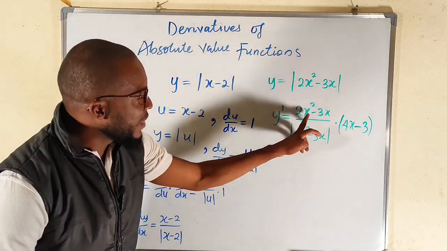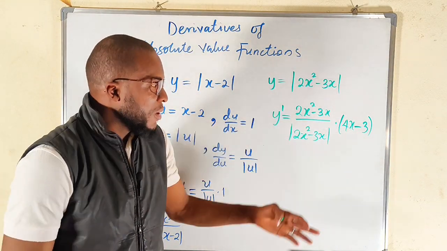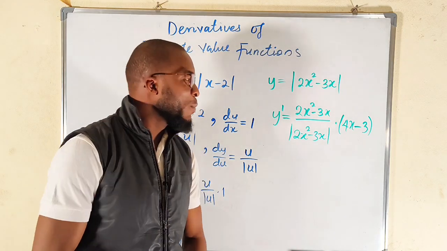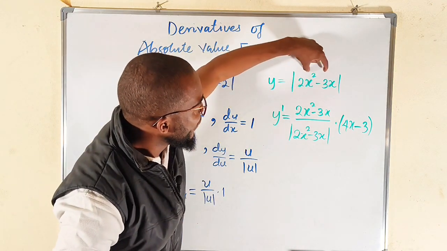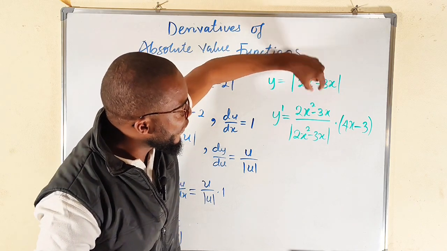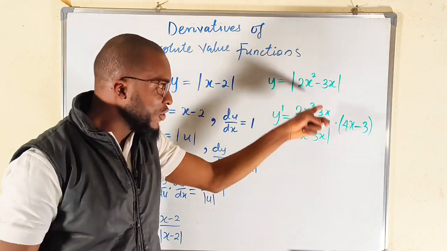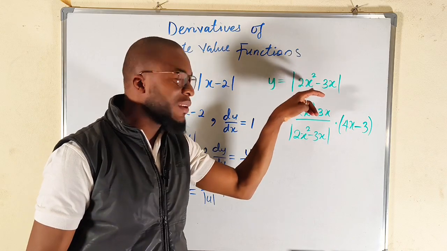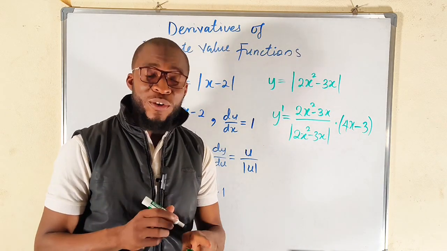If you like, you can take this and multiply by this. If you so wish, you leave it like this. So you take the function inside, divide by the whole function, which is the absolute value of the function, then multiply by the derivative of the inner function, and you're done.